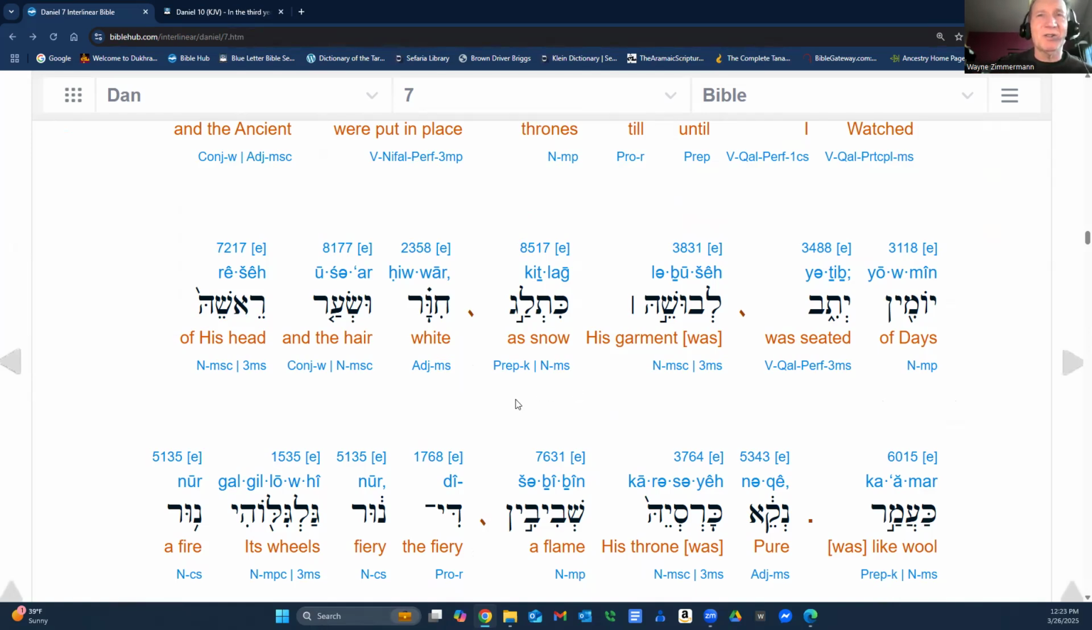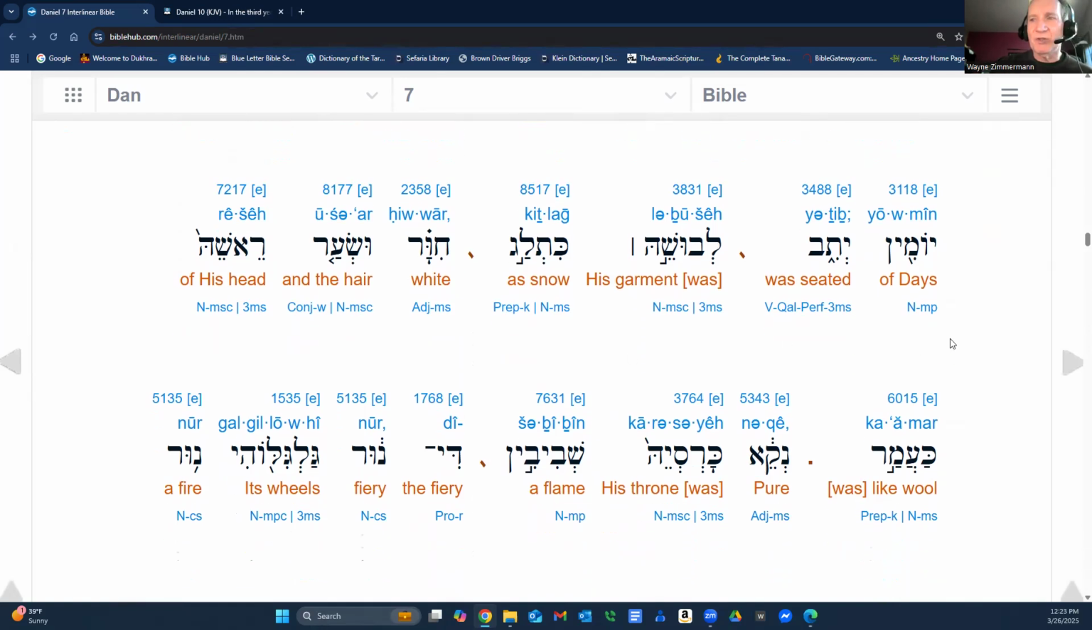But here we know that there's something different. His garment is white. We see in the story of the Transfiguration where Jesus appears to be glowing in a white garment, a very similar episode. I see a lot of similarities here. What I find interesting is that his hair was white, and his body was white.